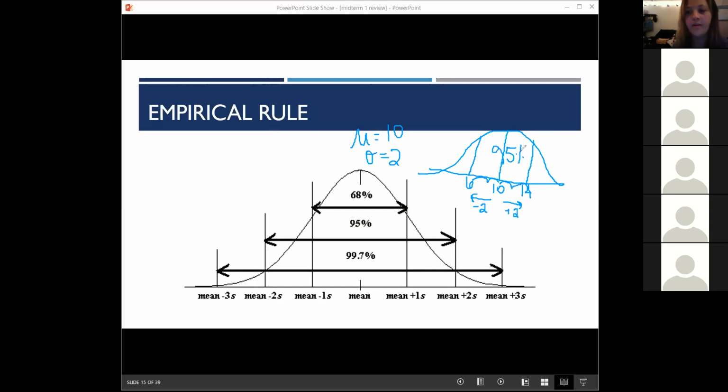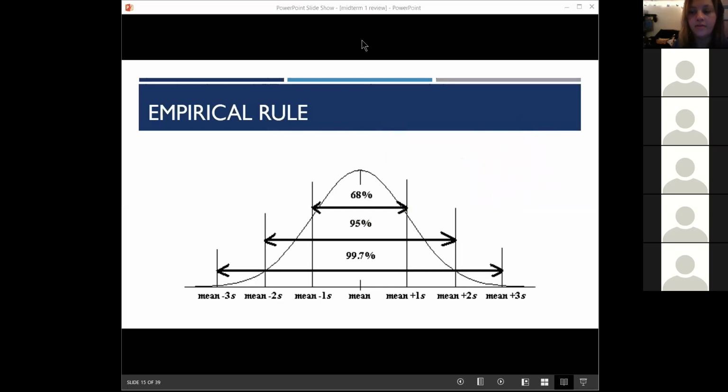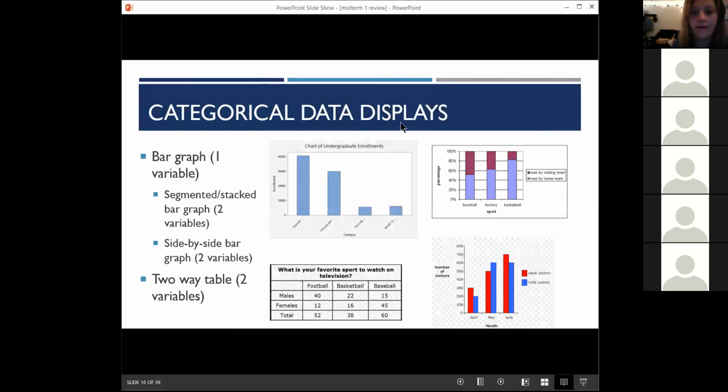And that's how the empirical rule works, because it's saying that if our data is normally distributed, we have 95% of our data lying within plus or minus 2 standard deviations here. So this is our minus 2 standard deviations, this is plus. So then we're able to say that this is 95% of our data. Yay, empirical rule forever. Okay, so now we're going to talk about categorical data display.